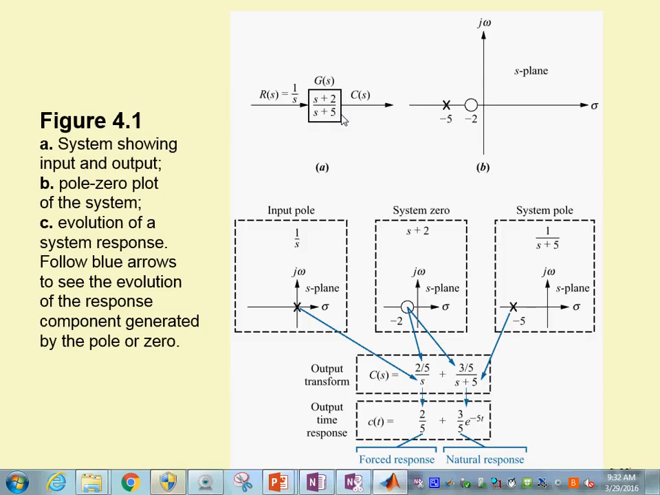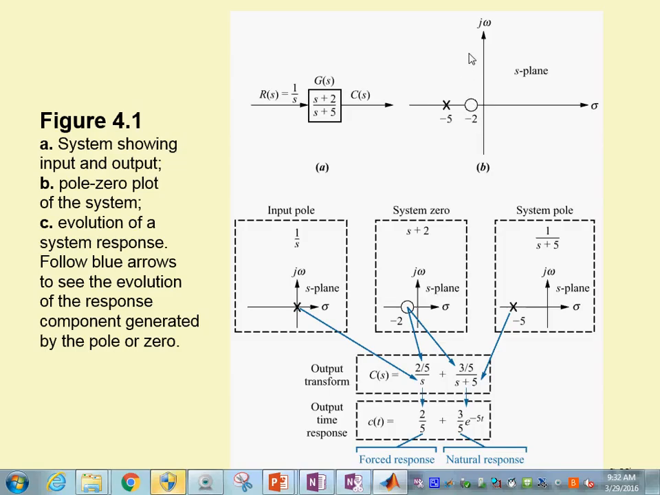So you see, if you have s plus 5 and you set this to 0, s obviously is minus 5, right? That minus 5 is placed right here. This is the s-plane, where we have the imaginary axis and then we have the real axis over here. We are plotting complex numbers, right?